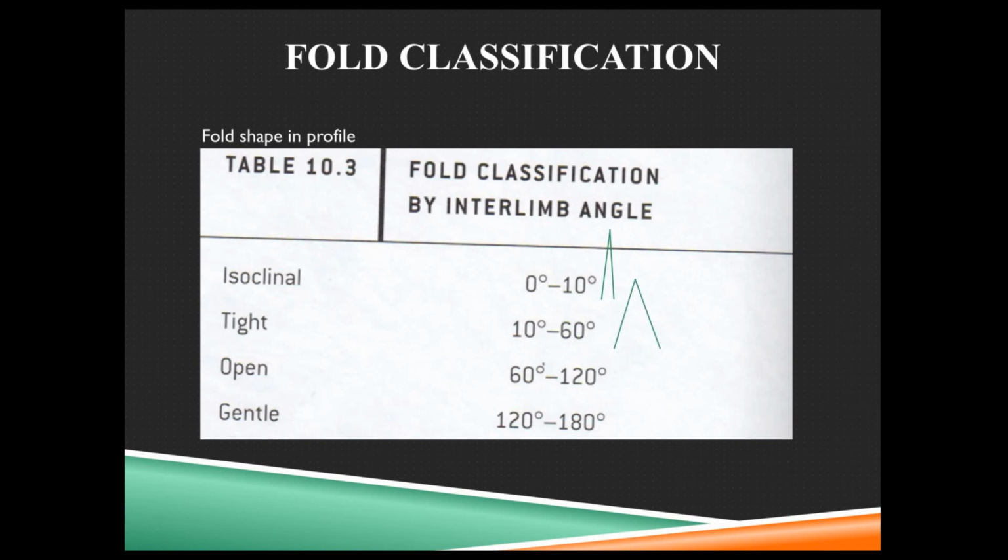Tight is where the limbs are between 10 and 60 degrees apart from each other. Open is between 60 and 120 degrees between the limbs. And then gentle is between 120 and 180. 180 would be just a straight line. So there's no folding. So anywhere, any amount of folding, so 179.99 down to 120 degrees is a gentle fold.